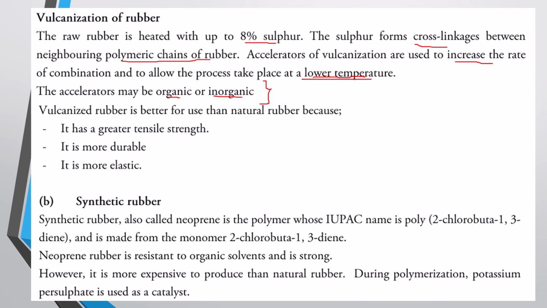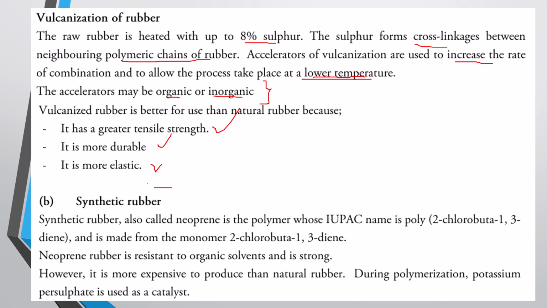So vulcanized rubber is better to use than natural rubber because of the following. One, it is more durable, the other is that it is more elastic, and the other one is that it has a greater tensile strength. Remember that we are vulcanizing rubber to put it into a desirable commodity. So when you are giving functions of vulcanization of rubber, you should give advantages or importances of processed commodities over unprocessed commodities. So it is more durable than the unprocessed rubber, it is more elastic than the unprocessed rubber, and it also has a greater tensile strength as compared to the unvulcanized rubber.